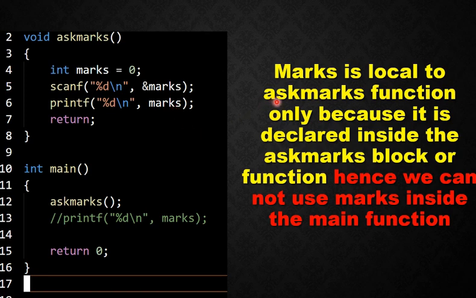Okay, so just read the statement for revision purposes. It is saying that marks is local to the ask marks function, as you can see in line number 4, only because it is declared inside the ask marks block or function. Hence we cannot use marks inside the main function. So that's the whole concept of local variables.